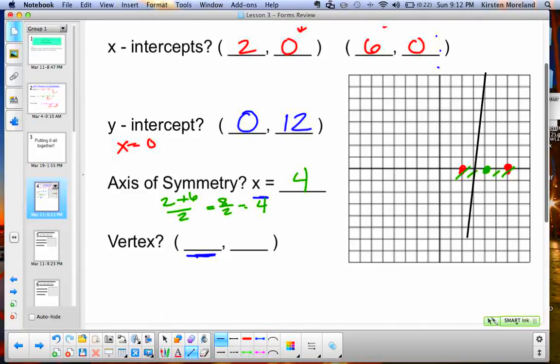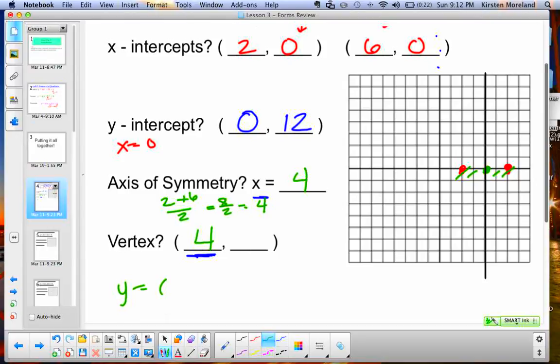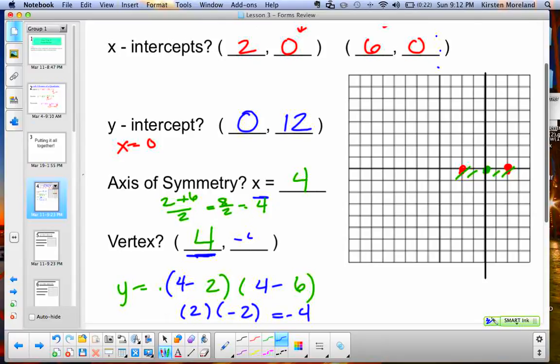All right, so I got my axis of symmetry, which means the vertex lies somewhere on that line there. I know the x-coordinate of the vertex is 4, so I'm going to take my equation, and all I'm going to do now is replace x with what I know it is. I know the x-coordinate is now 4, so I'm going to write 4 minus 2 and 4 minus 6 instead of x. So that gives me 2 times negative 2, which gives me negative 4. So if I look, my vertex is at 4, negative 4.